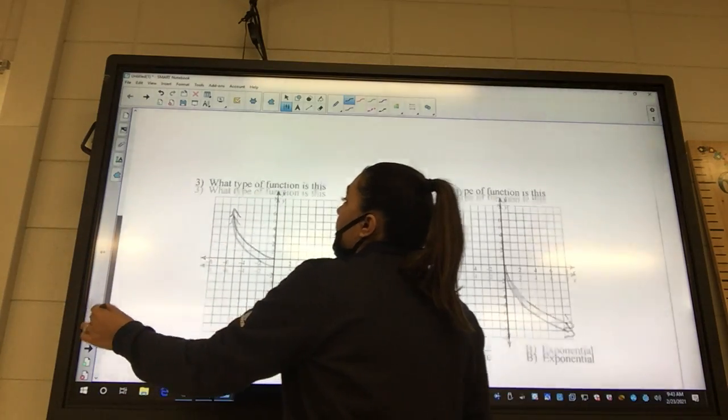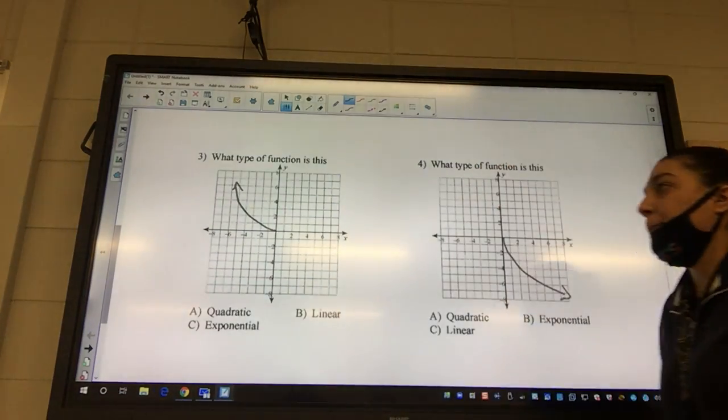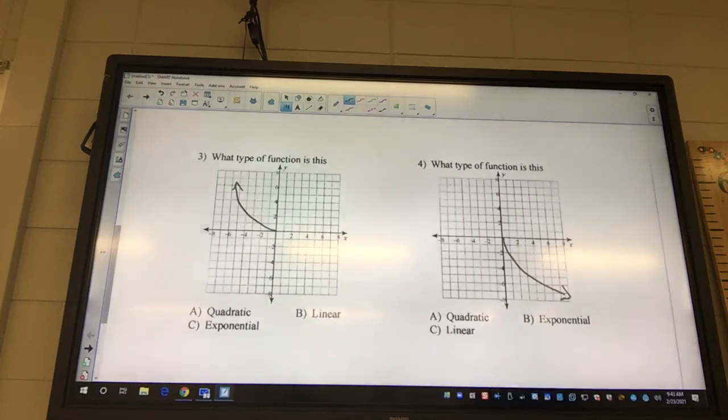What about 3? What type of function is that? Exponential. Okay, it's an exponential. What does an exponential look like? Curve. Kind of. It looks like a half of a quadratic.